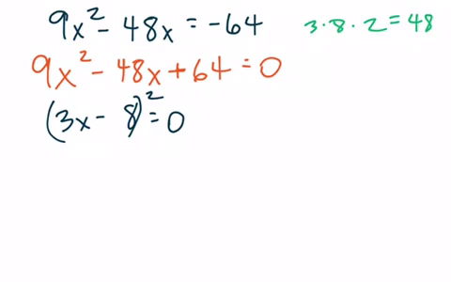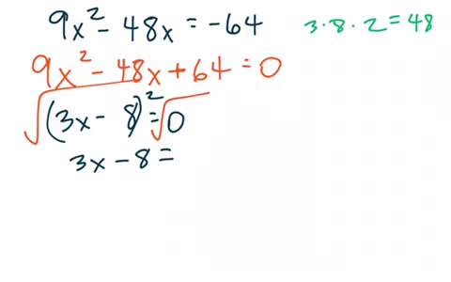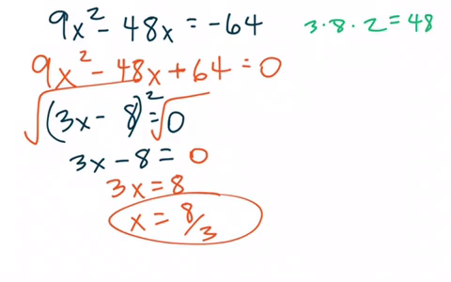Very simply with these, you're going to find the square root of both sides. Of course, the square root of 0 is 0. So we end up with 3x minus 8. So we get 3x is equal to 8, divided by 3, and we get x is equal to 8 over 3. And that would be your final answer.